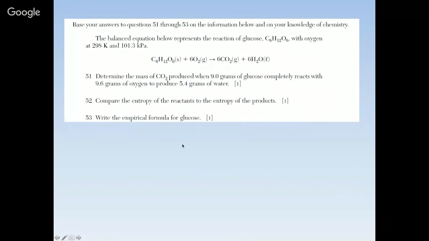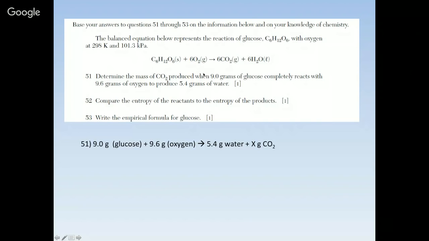Okay, so when we look at this, it looks like we might have to do some conversions to moles. I know a lot of my students tried to convert all of these to moles and then run mole conversions, but it's actually a much easier question than that. If we follow the law of conservation of mass, we know that the mass of our reactants should equal the mass of our products. So we have 9 grams of glucose, we have 9.6 grams of oxygen.